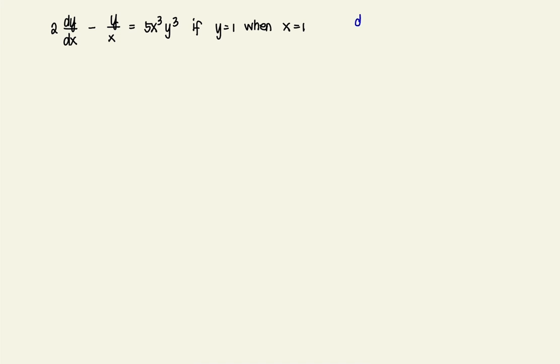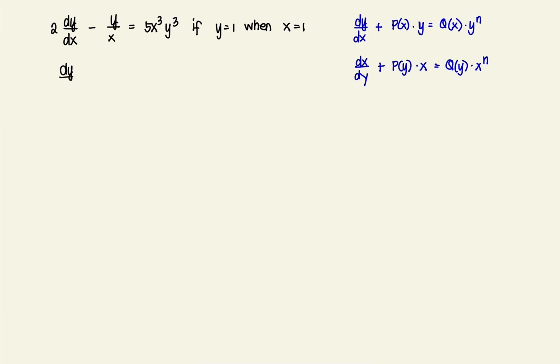Remember, our Bernoulli DE is dy/dx plus p of x times y equals q of x times y raised to the power of n, if y is our dependent variable and x is our independent variable. But we can also have dx/dy plus p of y times x equals q of y times x raised to the power of n. Obviously in this DE, we're going to use the first one because we have dy/dx already here. But since we have a coefficient 2 here, we can divide both sides of the equation by 2.